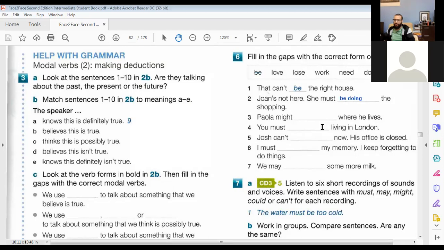Paula might love where he lives. Are you sure? I don't know. It sounds a little off, but let's write it. And then we can check in the end. What about number 4? What do you have for number 4? You must.